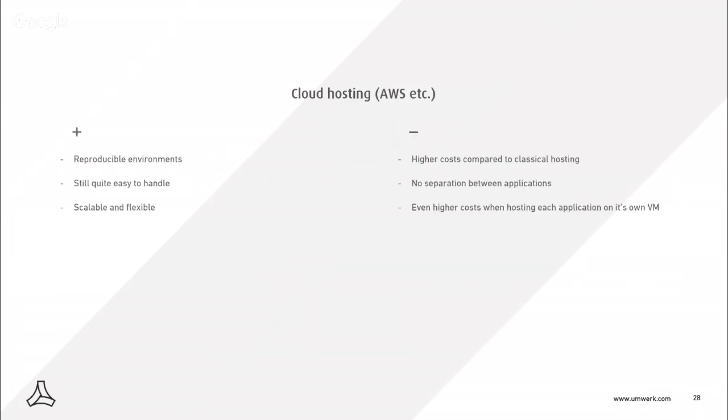The plus is it's reproducible now, finally. Still quite easy to handle. You can still use SSH, connect to it. Cloud hosting is also scalable, so you can spin up multiple machines if you need to scale. But it comes at a cost. AWS is more expensive than a classical hosting, like Hetzner or something else.